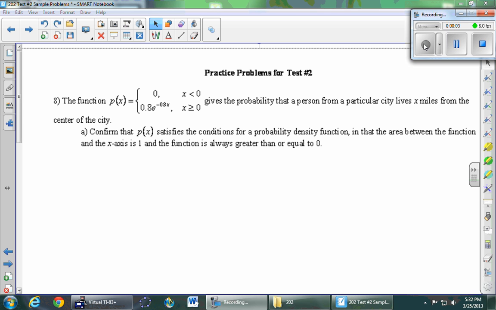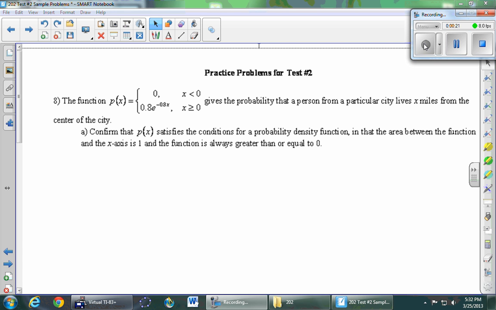This is problem number 8 from the practice problems for test number 2. The function p of x equals 0 if x is less than 0, and 0.8 e to the negative 0.8x if x is bigger than or equal to 0, gives the probability that a person from a particular city lives x miles from the center of the city.